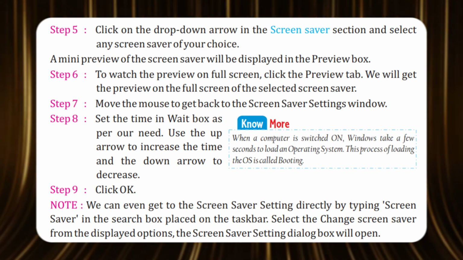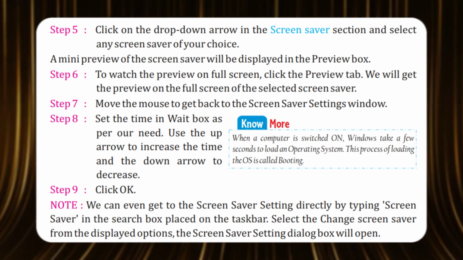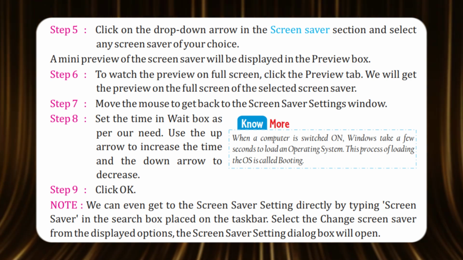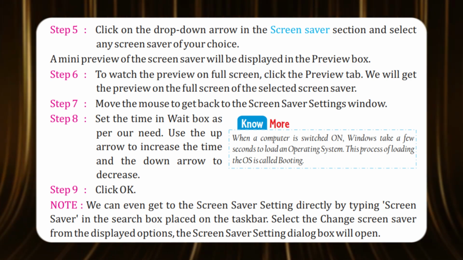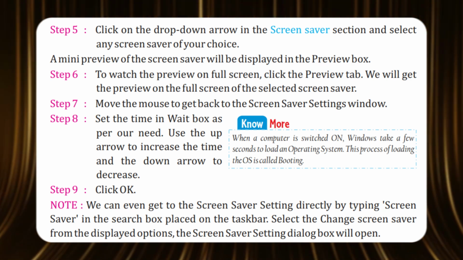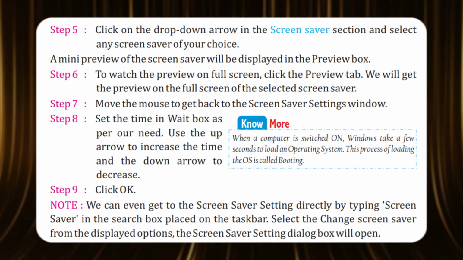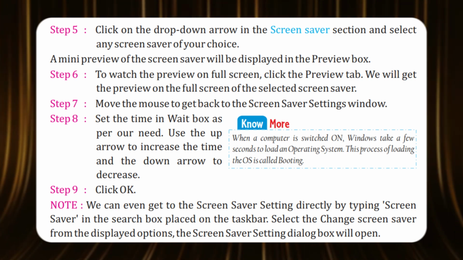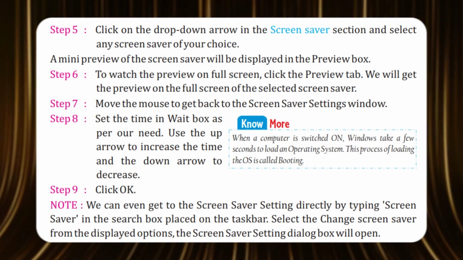Step 9. Click OK. Note, we can even get to the screensaver settings directly by typing screensaver in the search box placed on the taskbar. Select the Change Screensaver from the displayed options. The screensaver settings dialog box will open.